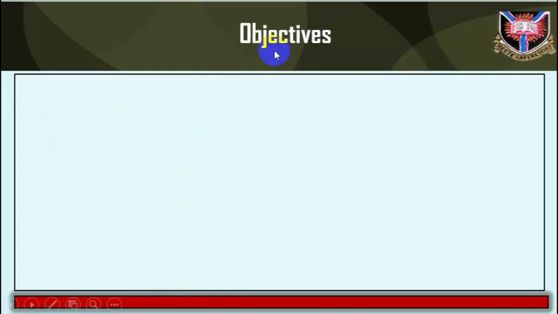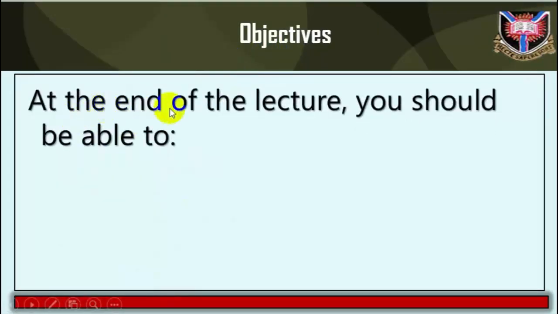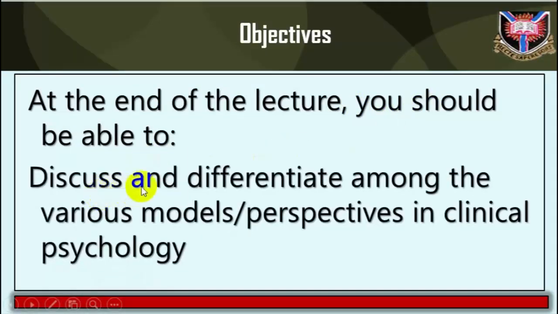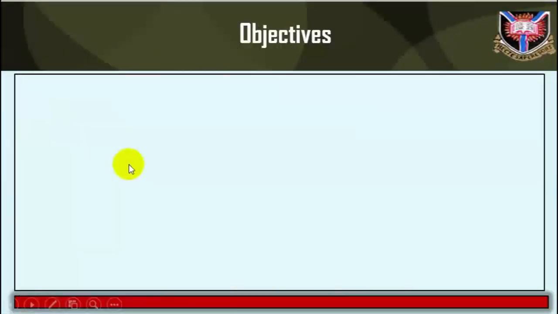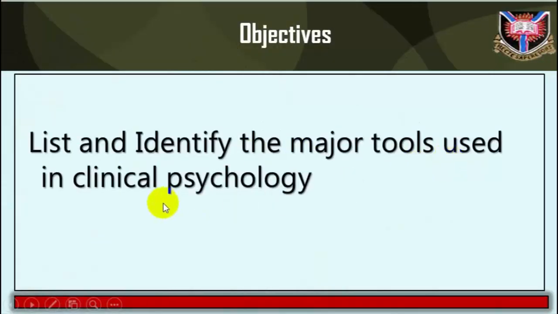Objectives. At the end of this lecture, you should be able to: 1. Discuss and differentiate among the various models, perspectives in clinical psychology. 2. Listen and identify the major tools used in clinical psychology.